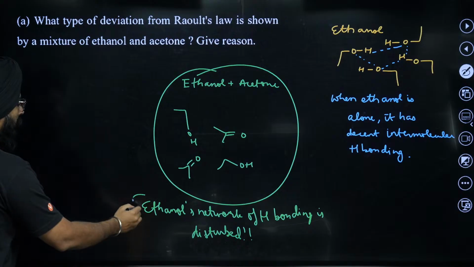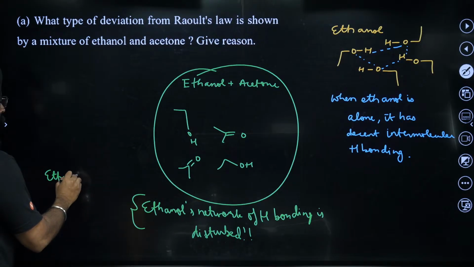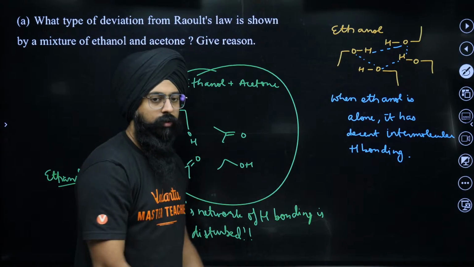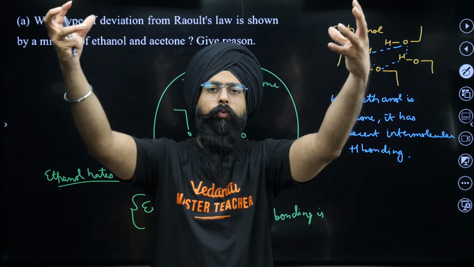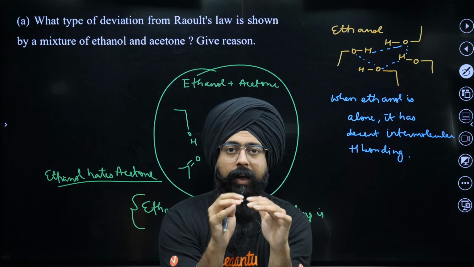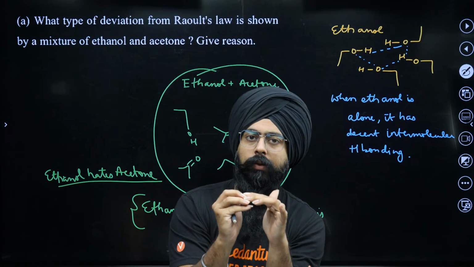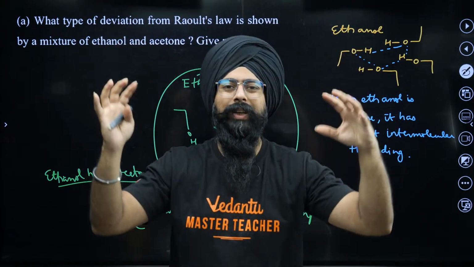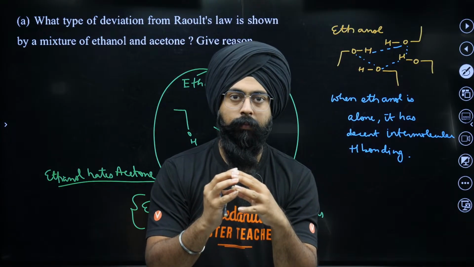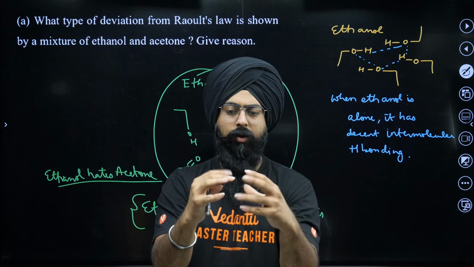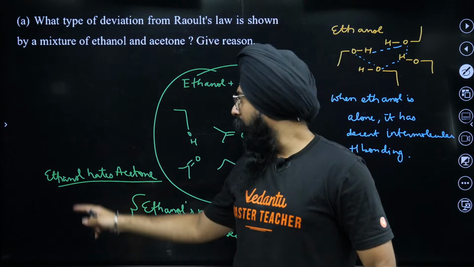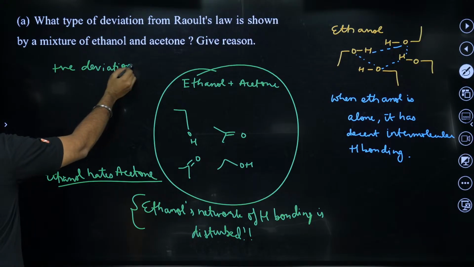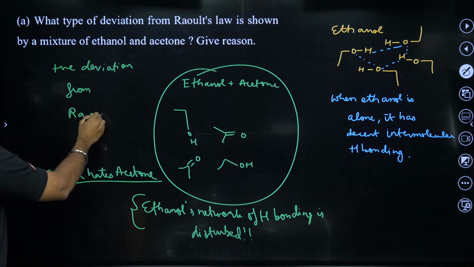Ethanol's network of hydrogen bonding is disturbed. So you can very well imagine that ethanol hates acetone. Ethanol is like acetone, I do not want you, sorry. So what will happen? If you mix two things together, if they like each other, they will stay inside the liquid. Vapor phase will become lesser. If you mix two things and they like each other, vapor pressure will decrease. Two things like each other, negative deviation. Over here, what is happening? You mix two things, they hate each other. They all want to go in vapor. More vapor pressure. Because they hate each other, positive deviation from Raoult's law.